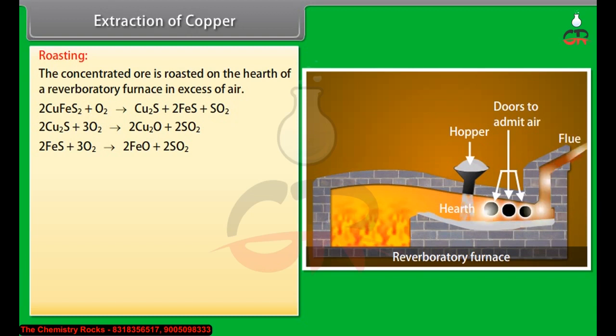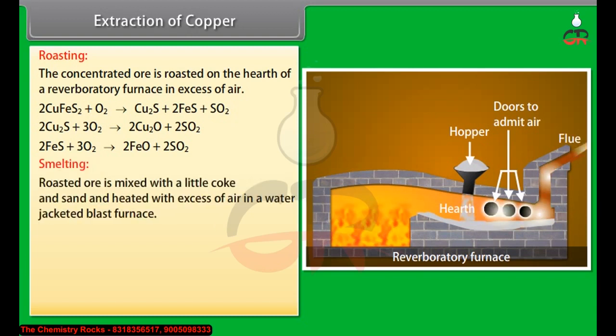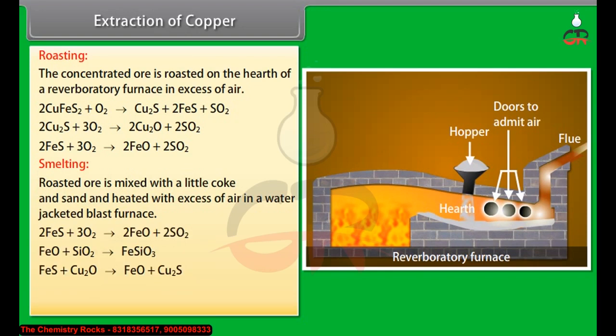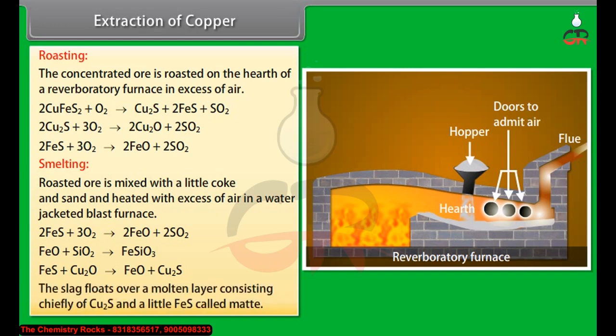Smelting. Roasted ore is mixed with a little coke and sand and heated with excess of air in a water-jacketed blast furnace. Most of the remaining iron sulfide is converted into oxide, which reacts with silica forming fusible slag of iron silicate. The slag floats over a molten layer consisting chiefly of Cu2S and a little FeS called matte.